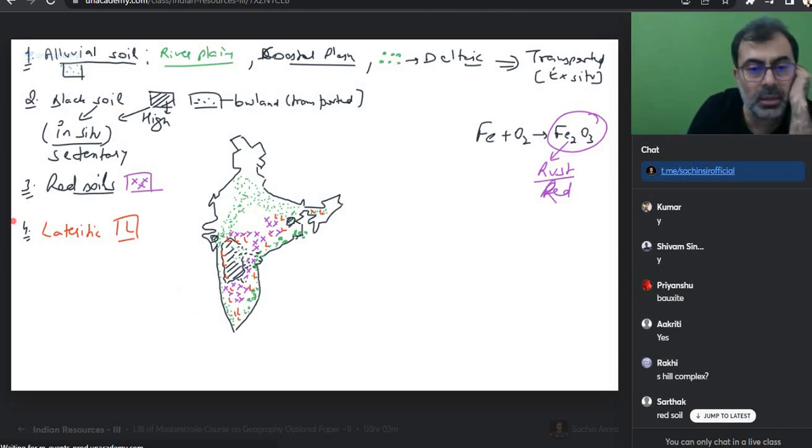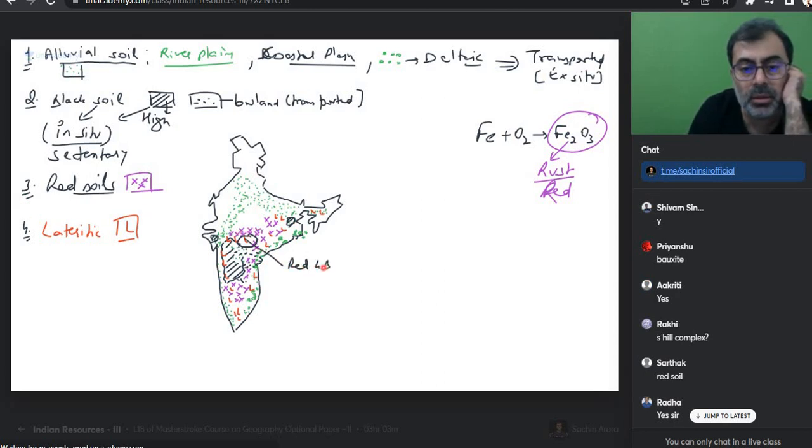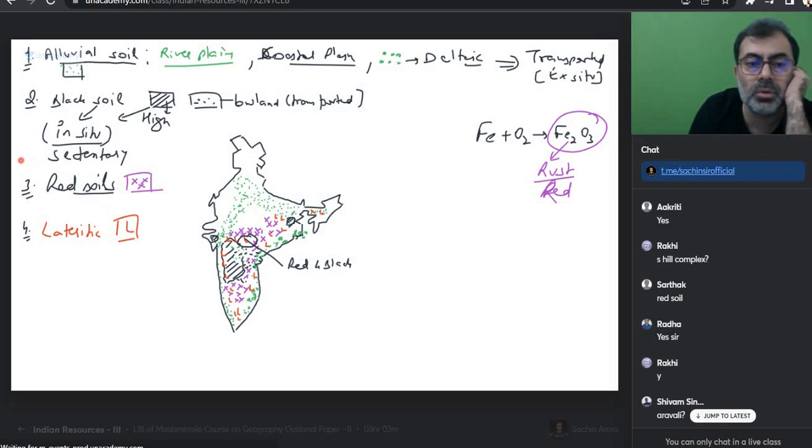Sir, in this area I think there will be a mixture of red and black. Do you see a mixture of red and black? Possible? Sir, there should be something in the Aravalli too. In the Aravalli there can be a lot. Okay, let's put a little in the Aravalli too. The Aravalli sediments are also coming. And Bundelkhand was also there a little.